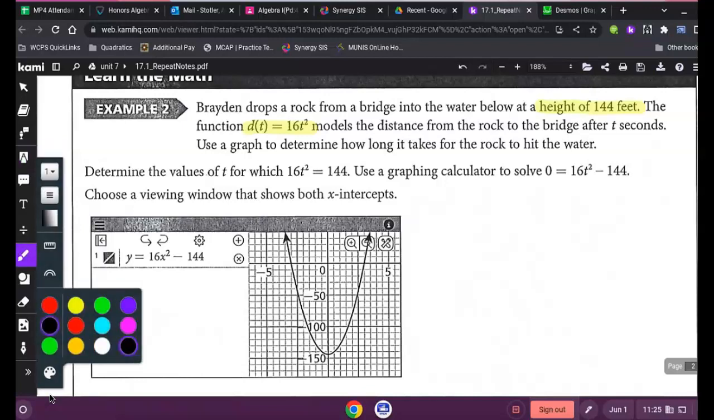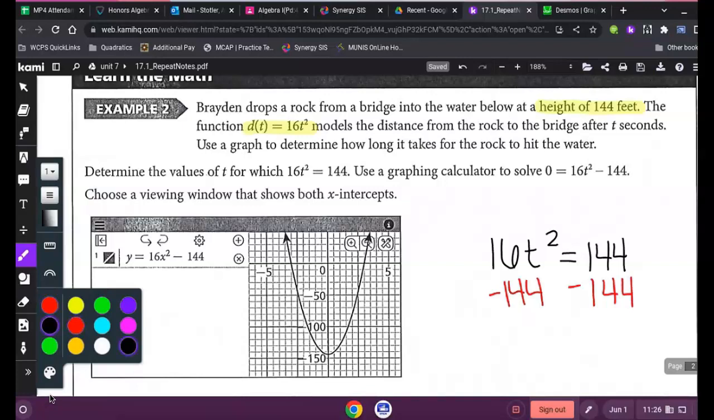So to write this equation, we take the first part, the 16t to the second power, and we set that equal to the height. So this is the equation that we could write. And we want to solve this, but first we want it to equal 0. So to move this 144 to the other side of the equation, we have to do the opposite, which is to subtract it. So what we do to one side, we have to do on both sides. So the new equation that I'm going to type into Desmos is 16t squared minus 144 equals 0.